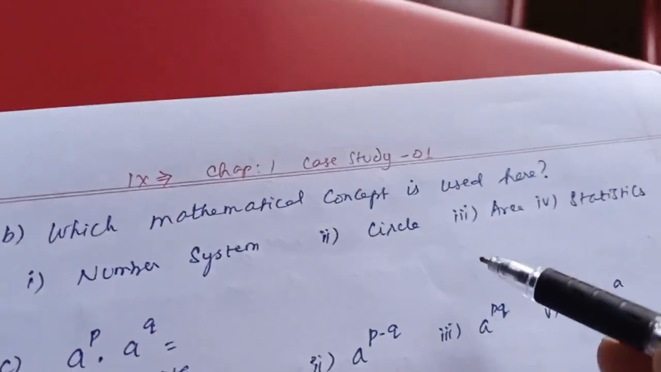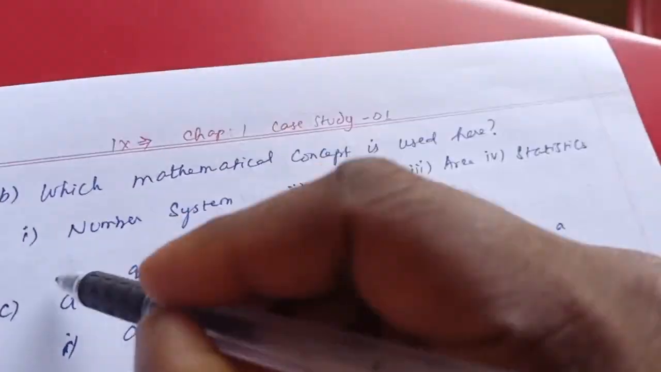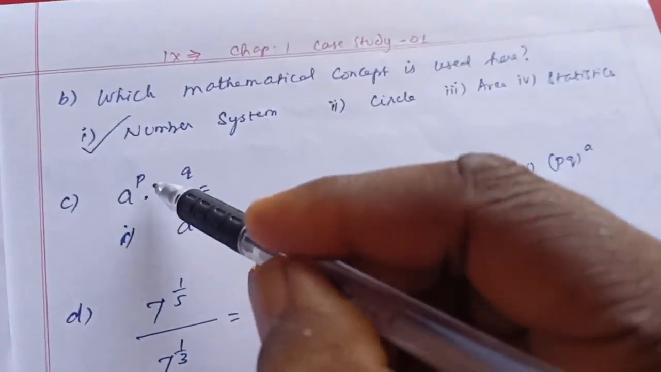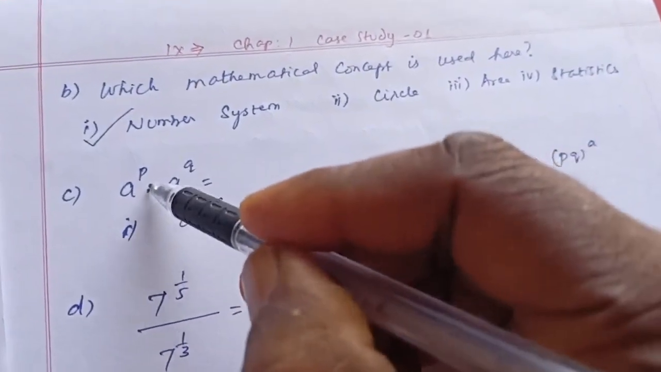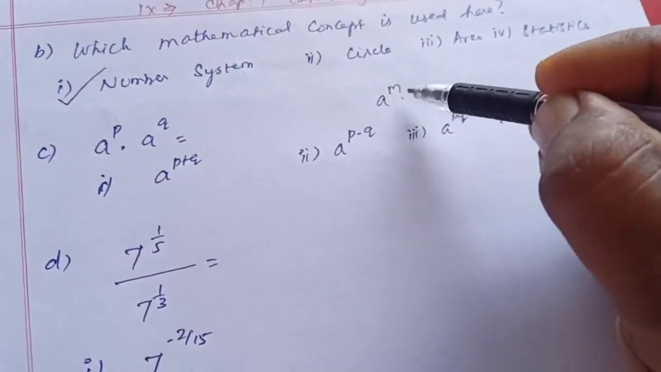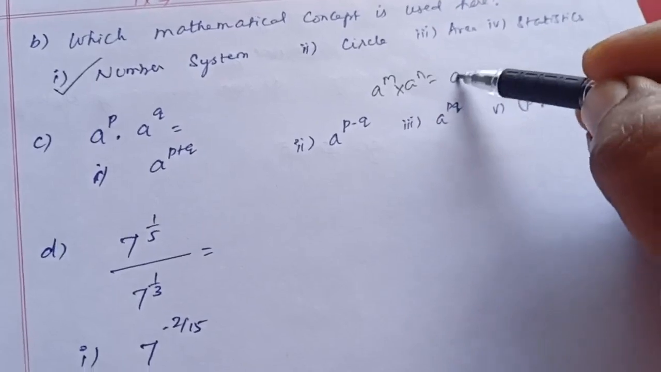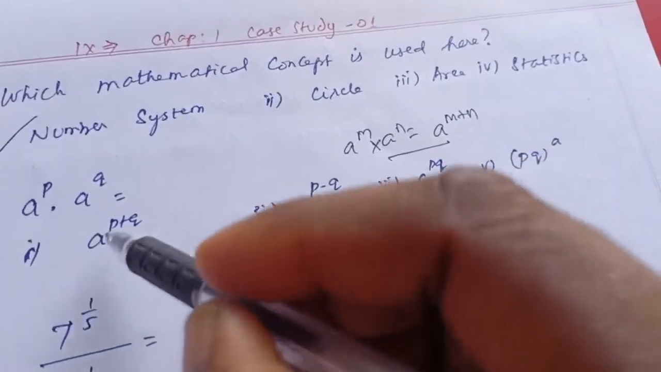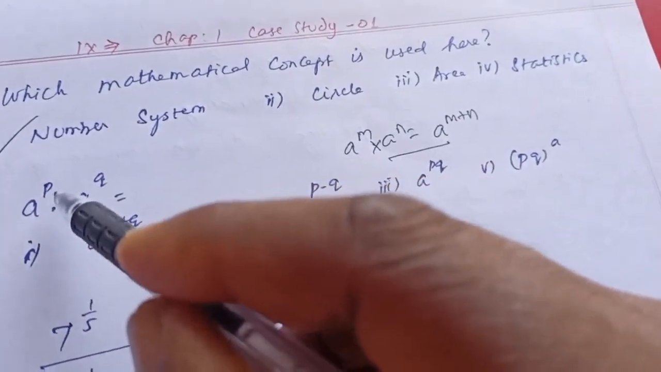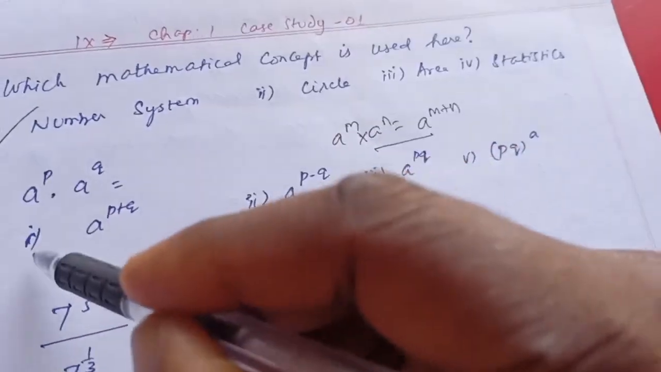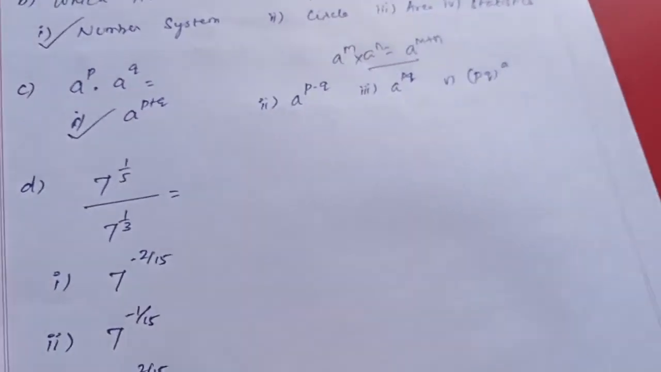Which mathematical concept is used here? Number system. So here a power p into a power q, the dot indicates multiplication. So we know the formula for a power m into a power n is nothing but a power m plus n. This is the formula we know. So here instead of m and n they are given p and q. So which will be correct, m plus n, so it will become p plus q. So option A is correct.